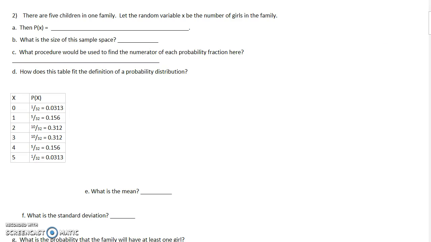All right, so we're going to take a look at one final example of discrete probability distributions. It says there are 5 children in one family. Let the random variable x be the number of girls in the family. Let's talk about what P of x represents. P of x represents the probability of having x girls out of 5 children.